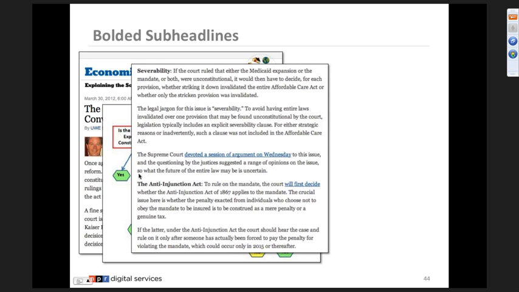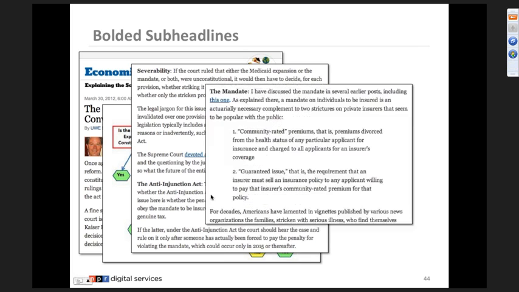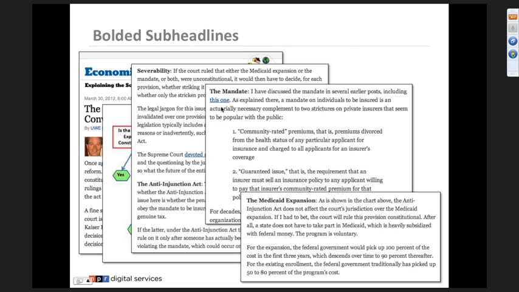So I want to know about the Anti-Injunction Act. So I know to jump straight to that bolded subhead. Imagine if you had all this text with no bolded subheads. It would be hard to find exactly what's being discussed. It's really a way to break up the information and direct people to just exactly what you're looking for.